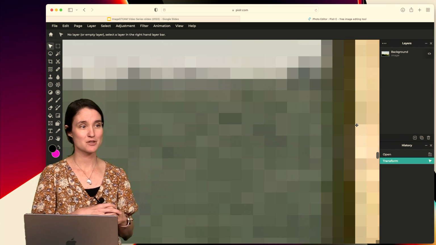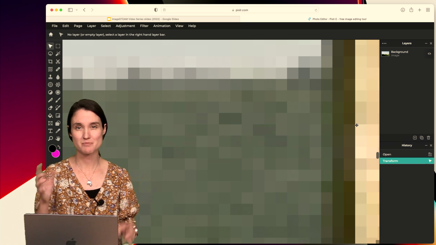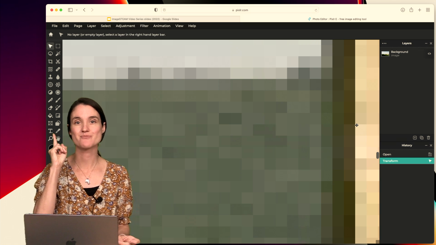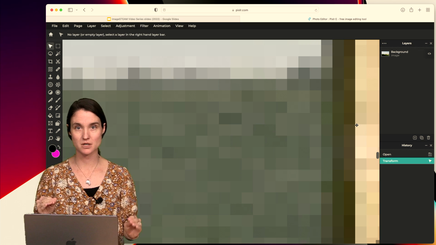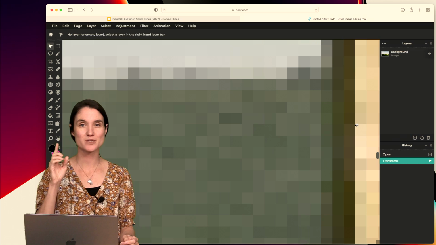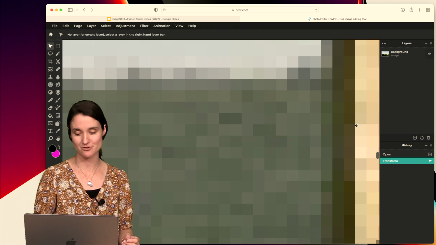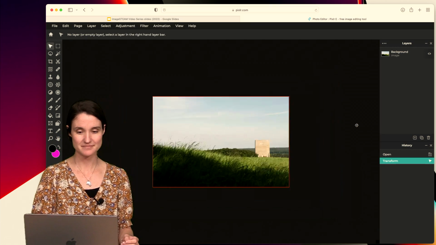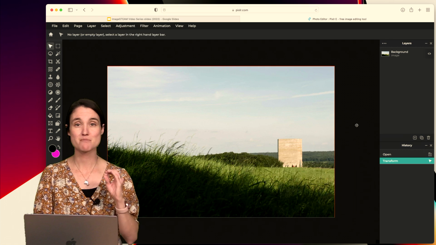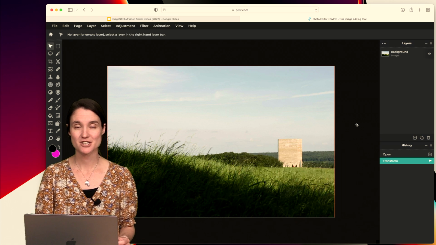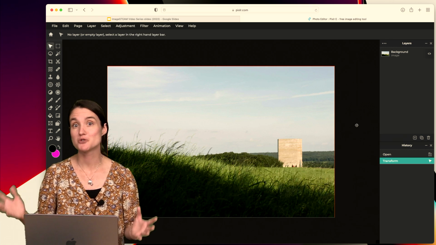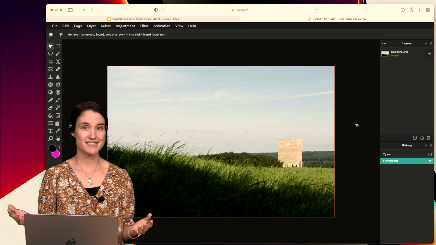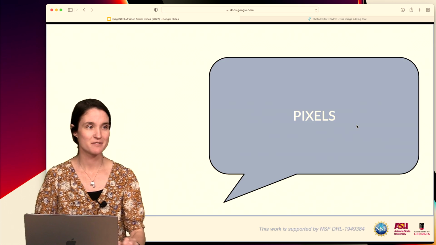You can see that the pixels are many different colors, but each little square has only one color, and that's a rule. Pixels can only be one color, not two at a time. The more pixels we have in an image, the higher the resolution, and that just means we can see more details. So let's look at an example of this.